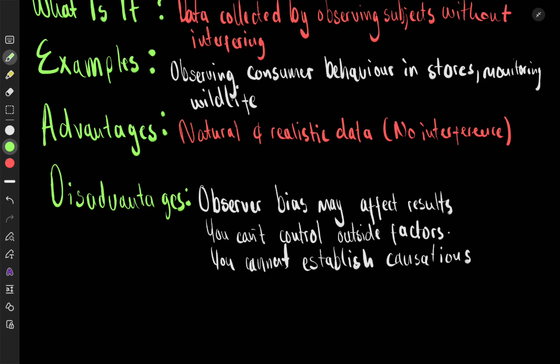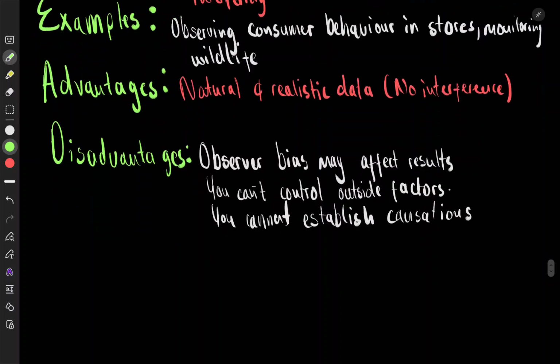Observer bias may affect results because what you're doing is you're just looking and observing, then recording. So observer bias may affect results, and you cannot control outside factors. You can't touch because you're not allowed to interfere, so you can't control outside factors, and you cannot find out what caused something to happen. You cannot find out why things happened, so you can't establish causations, what caused it. So that is it about observational studies.